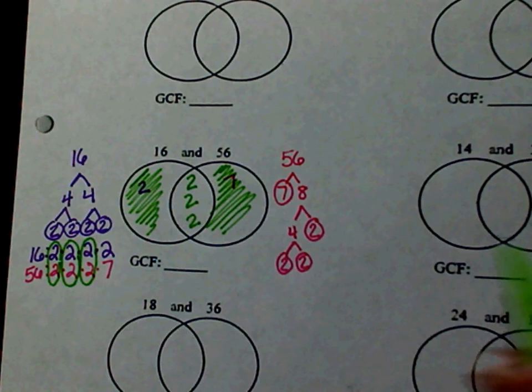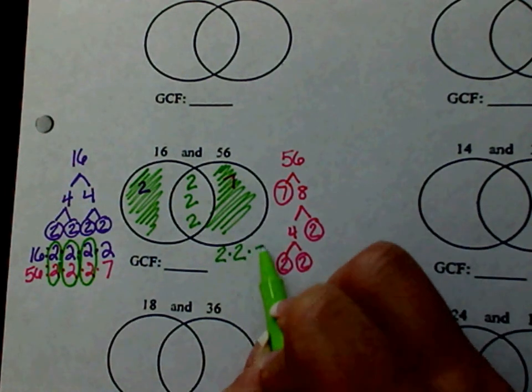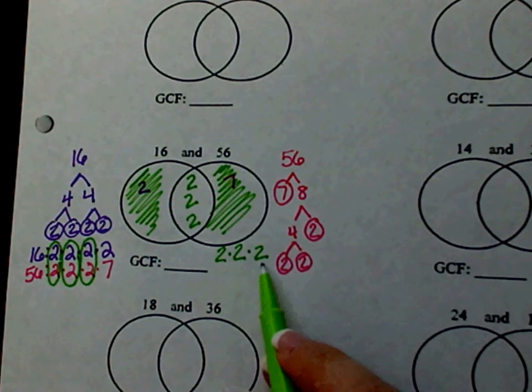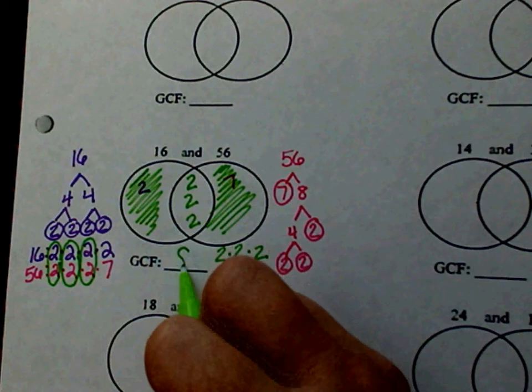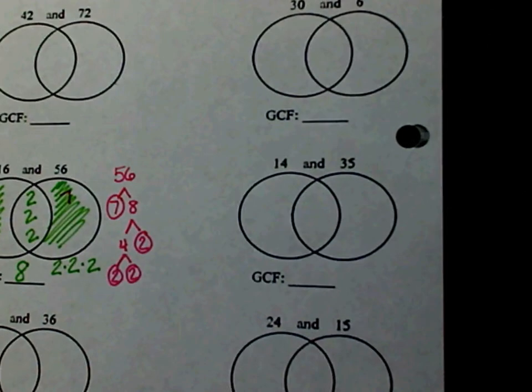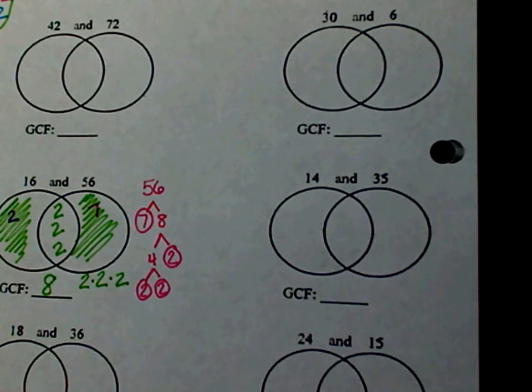So now I just need to multiply what's in the middle. I have 2 times 2 times 2. 2 times 2 is 4. 4 times 2 is 8. So the greatest common factor, or the GCF, of 16 and 56 is 8. 14 and 35. Why don't you try this one on your own, then come back and check.